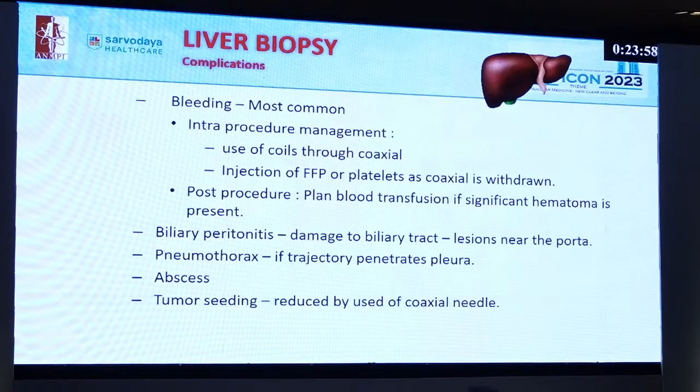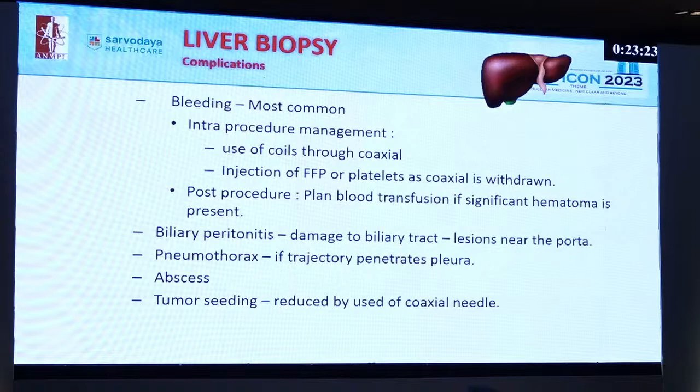And what are the complications to be noted in liver biopsy? The patient may bleed, which is the most common complication. Intraprocedural bleed may happen, so we can use a coil through the coaxial, or we can inject FFP and platelets through the coaxial, and plan post-procedural blood transfusion if there is a significant hematoma or bleed. And sometimes if you puncture the bile duct, the patient may have biliary peritonitis. If you puncture the pleura, the patient may have pneumothorax.